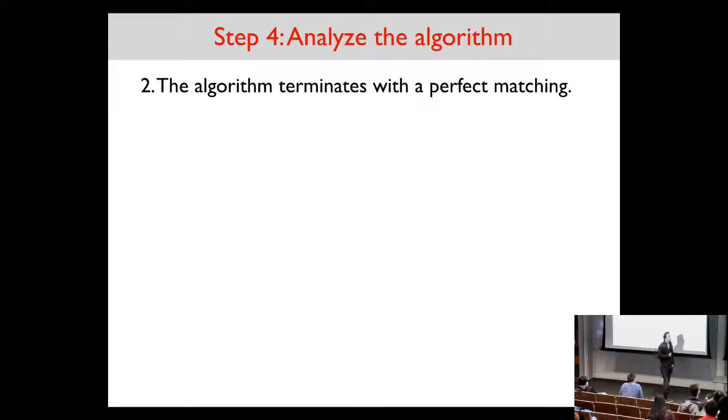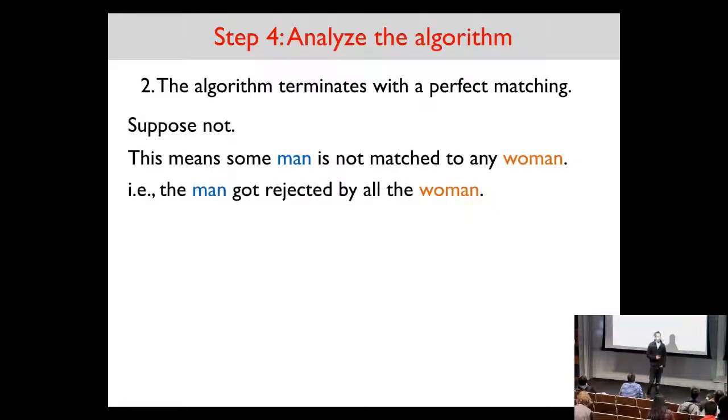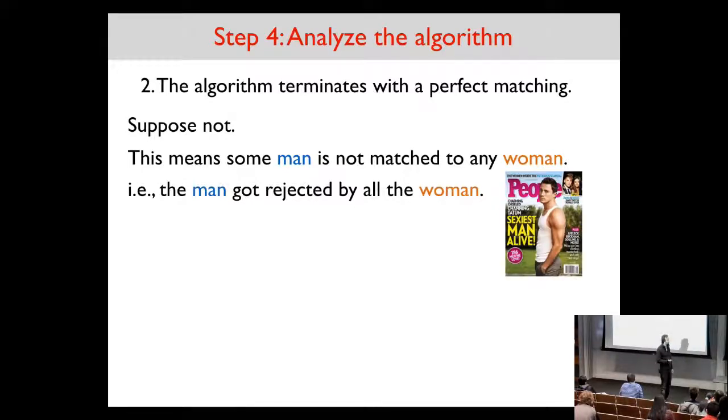The algorithm terminates. The second part is that the algorithm terminates with a perfect matching. To prove this, we're going to go by contradiction. Suppose it does not terminate with a perfect matching, and let's see what kind of contradiction we might get. What does it mean if it's not a perfect matching? It means that some man is not matched to any woman. What does that mean? Well, it means that this man got rejected by all the women. So probably he's not going to win the Sexiest Man Alive award.